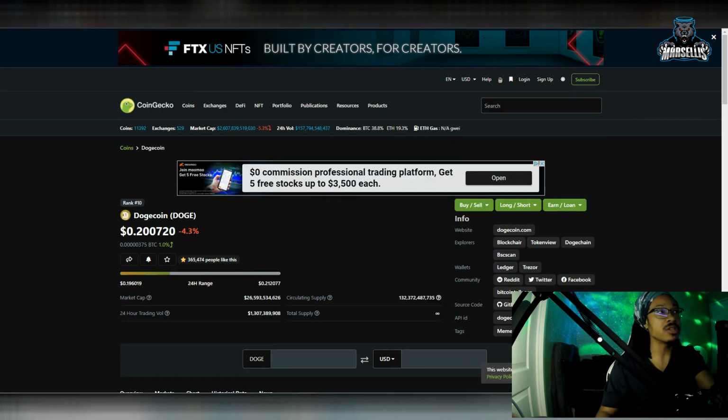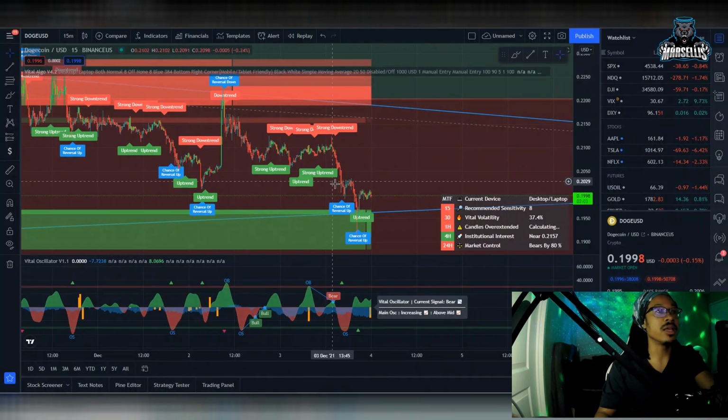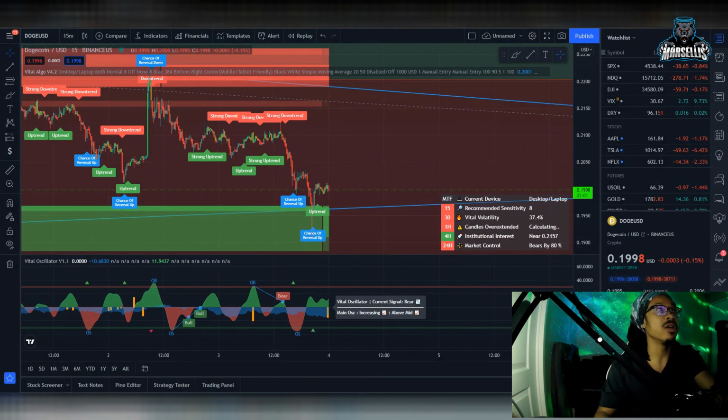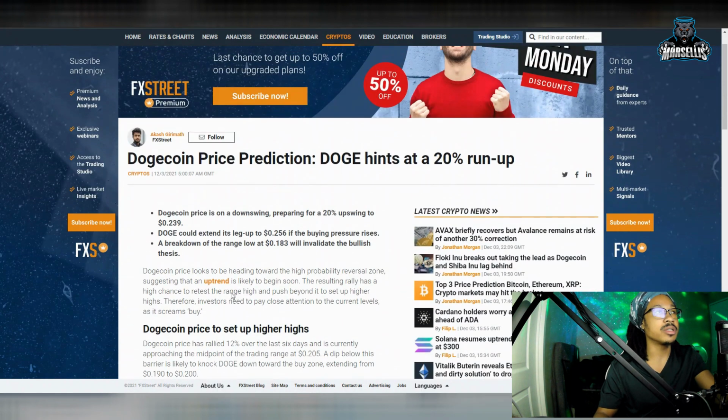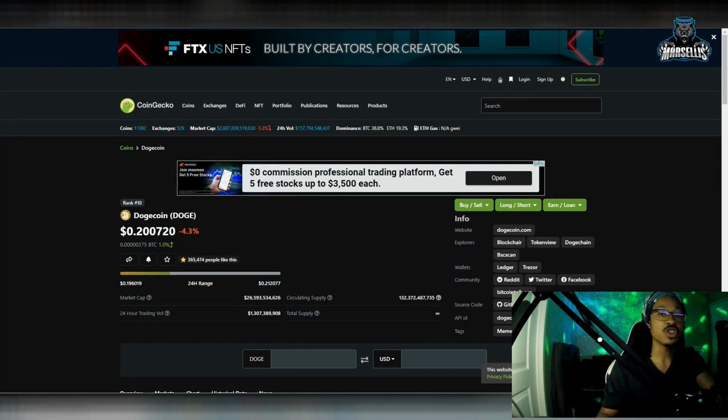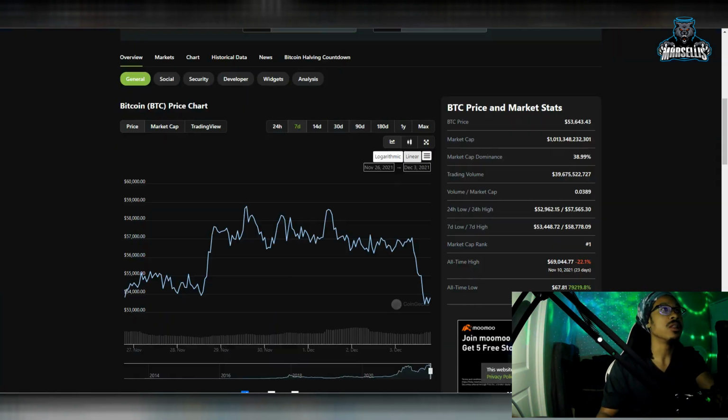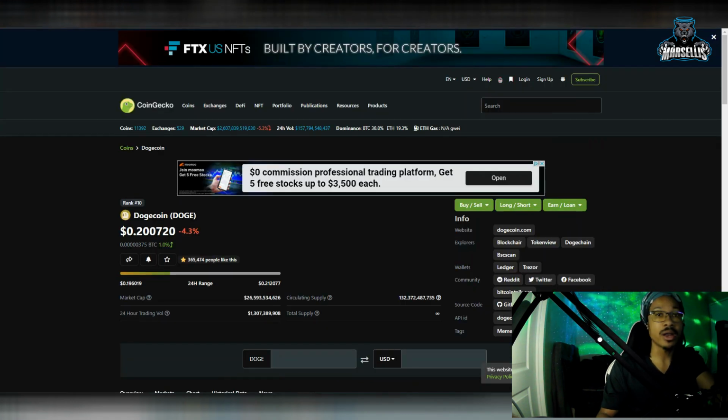So anyways, as you can see, Dogecoin right now is trickling down here to the supply and demand area. I do want to go over this whole article here. It says Dogecoin price prediction: Doge hints at a 20% run up. So we could quite possibly run up by 20% here with Dogecoin. So let's go over this and exactly what could happen here with Dogecoin.